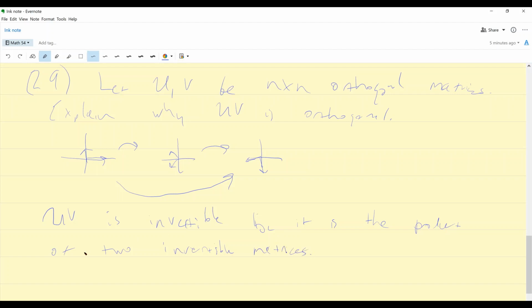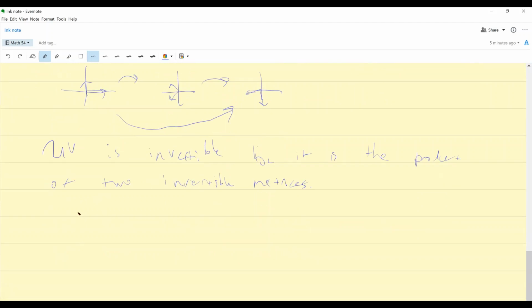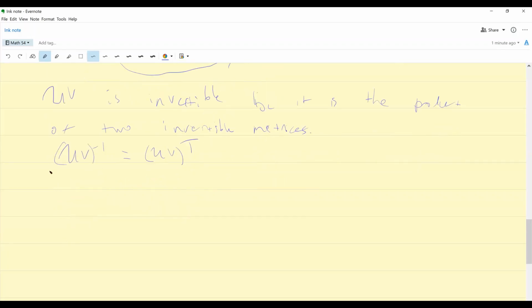Now, for it to actually be orthogonal, we know when this inverse exists, right? But this inverse now actually has to be the transpose of this matrix. So basically, we're just going to plug this in and actually check that this works out to be its inverse. So we need to check that (UV) transpose times UV is the identity.